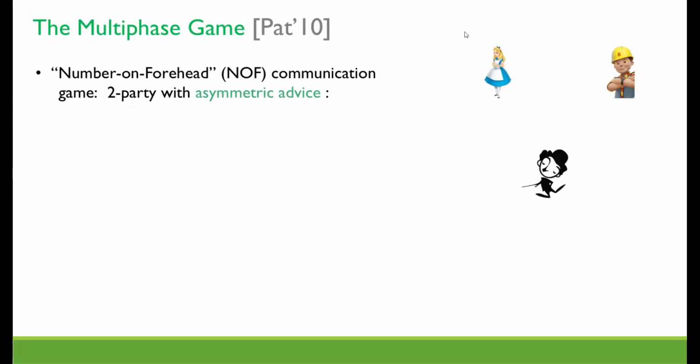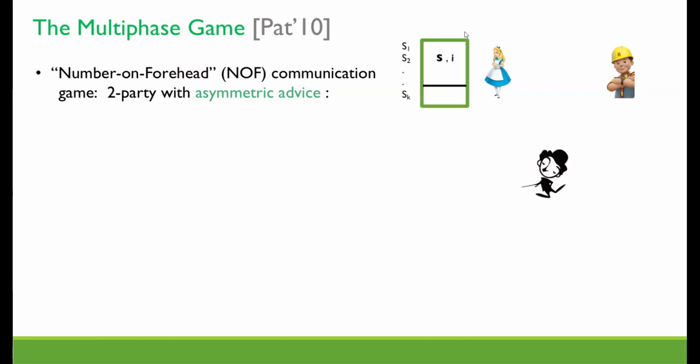Now, how do we even try to prove this theorem? So let's go to Pătraşcu's original work. Pătraşcu introduced the following number-on-forehead communication game as a potential attack route for the multiphase conjecture.